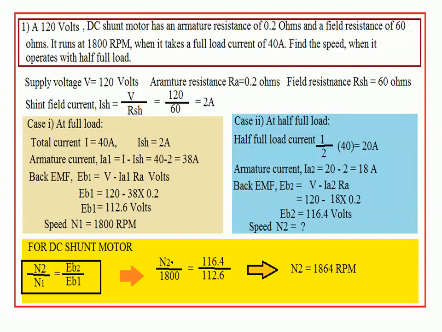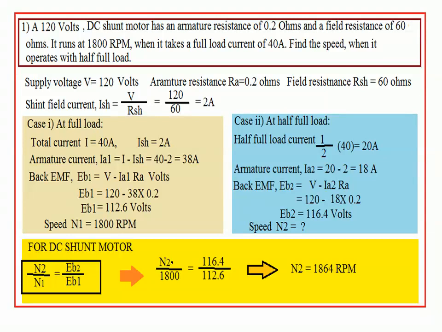Hence, you see that given speed, which speed asked to calculate. Now, speed is given for first condition, that is 1800 RPM. Similarly, you have to calculate for second condition at half full load. Half full load current is 40 ampere, half of 40, it becomes 20 ampere. Armature current for that second condition, IA2 equal to 20 minus 2, 18 ampere.